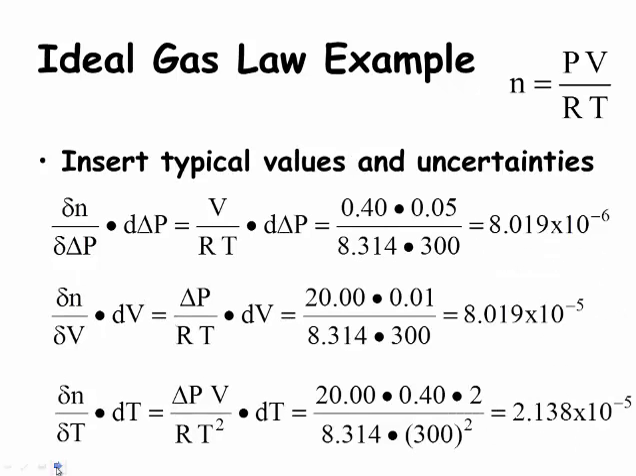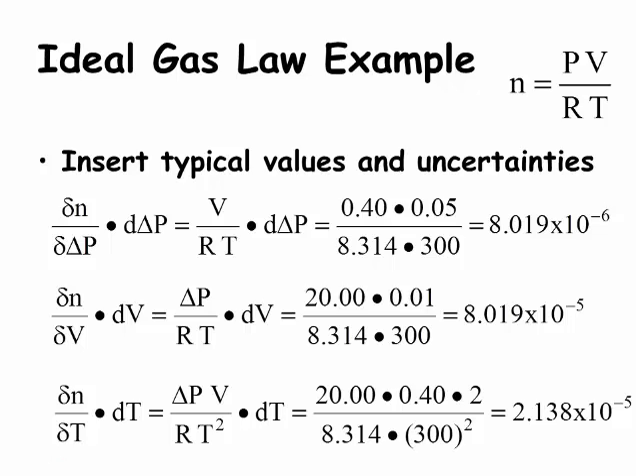The next step is to plug in the typical values and the correct measurement uncertainty given in the previous slide. Note that d delta P is the uncertainty of the pressure measurement, 0.05 kilopascals. dV is the uncertainty of the volume measurement, 0.01 liters, and dT is the uncertainty of the temperature measurement, 2 degrees Kelvin. After plugging in the numbers, the results for each term are 8.019 times 10 to the minus 6, 8.019 times 10 to the minus 5, and 2.138 times 10 to the minus 5.